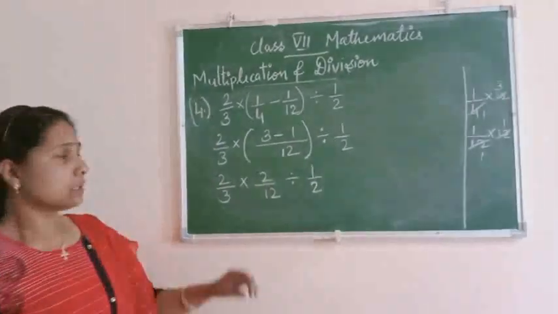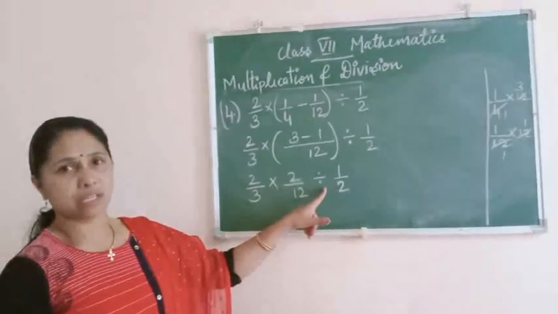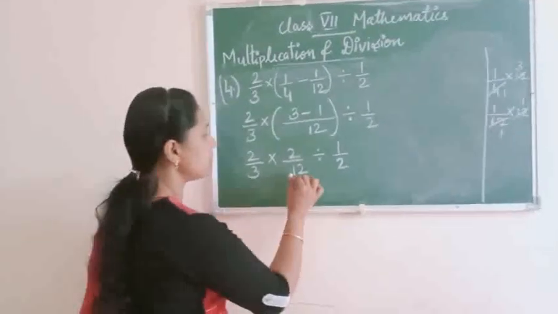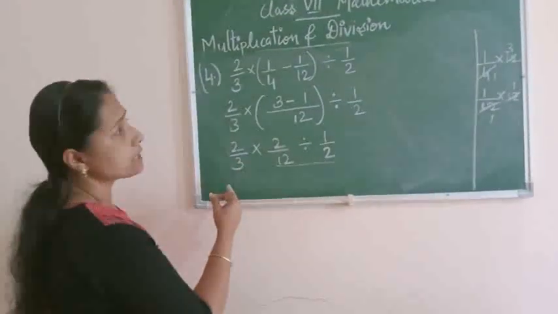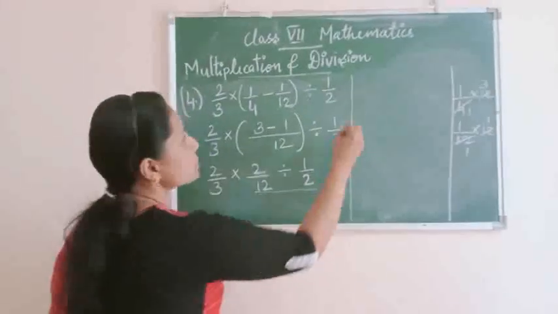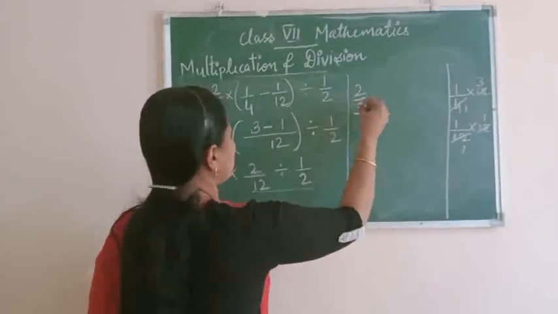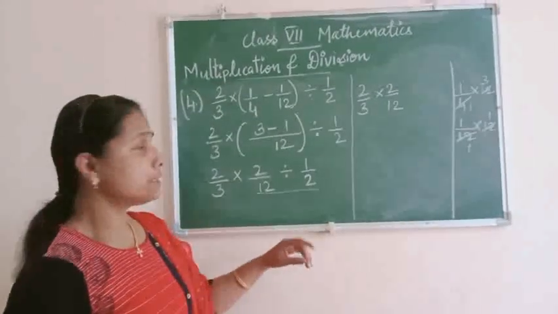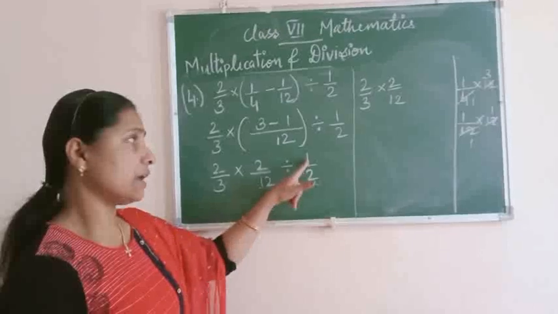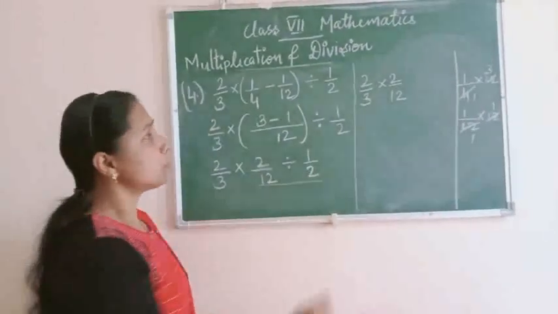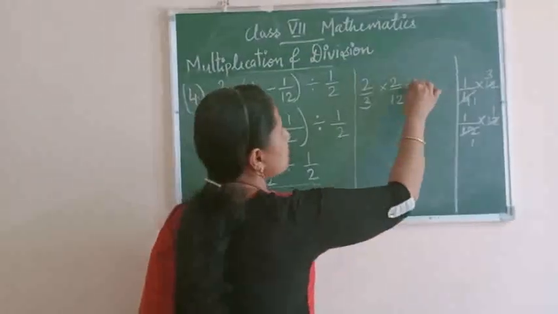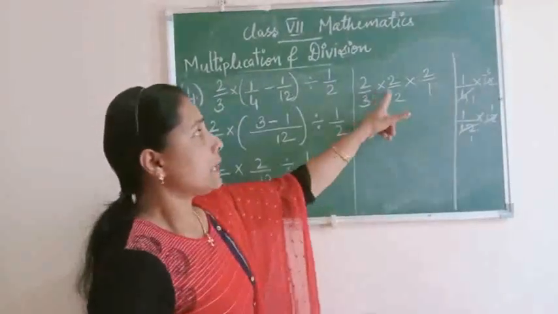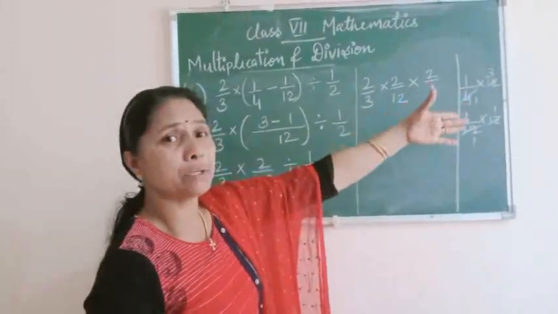Now see the question. In this only multiplication and division are remaining. In multiplication and division, first we have to do division. So we are doing the division here first. First we will write as it is again. Here I am solving: 2 upon 3 multiplied by 2 upon 12. In division, you have to take the reciprocal of the second fraction, 1 upon 2. Reciprocal of 1 upon 2 is 2 upon 1, and it should be multiplied also, 2 upon 1.